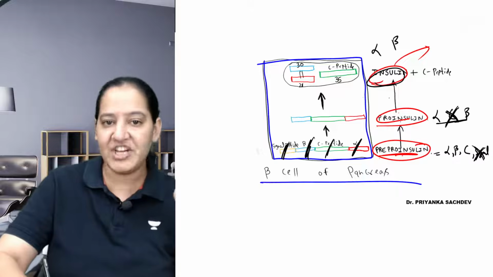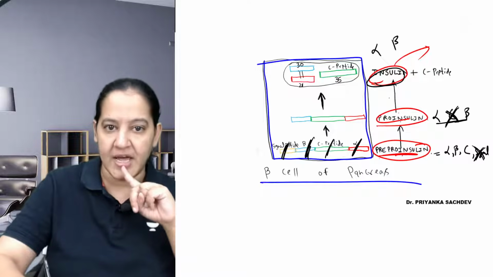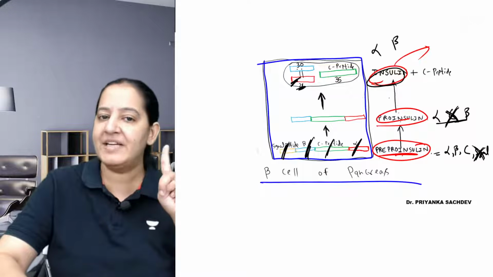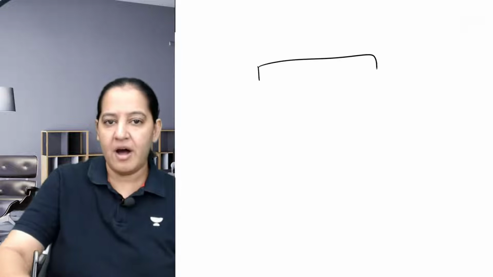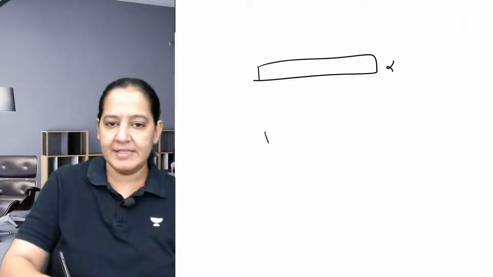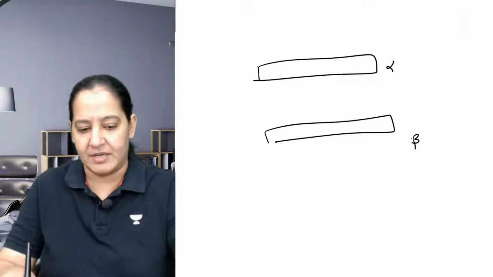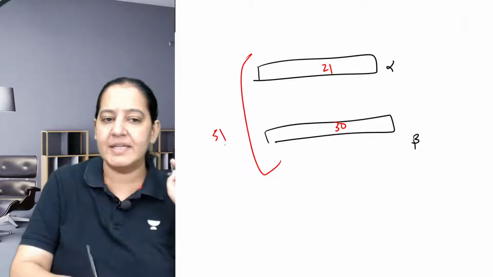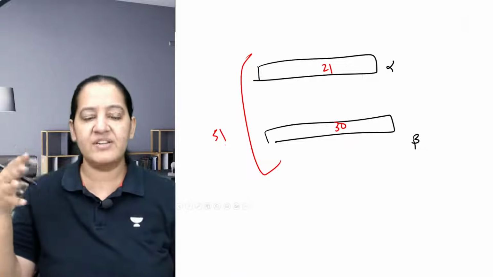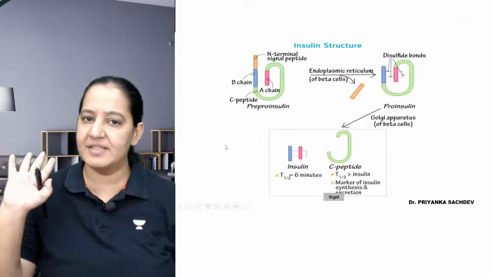The alpha chain has 21 amino acids and beta has 30. So total 51 amino acids. This one is alpha and this one is beta. Alpha has 21, this has 30. Total 51 amino acids. This is insulin. You have studied all these things in your physiology. Anyways, this is the synthesis.